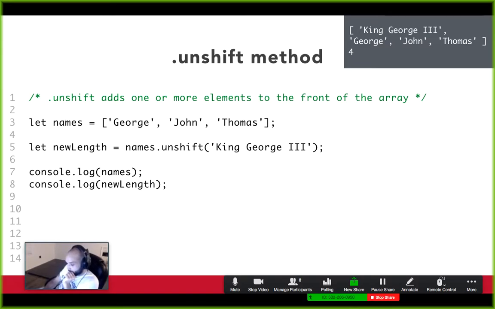And also, just like .push, it returns back the new length of the array after all the new things have been added. Okay, cool. So those are the 4: .push, .pop, .shift, and .unshift. And then tomorrow we'll talk more about how to add or remove things from the middle of the array as opposed to only the beginning or the end.